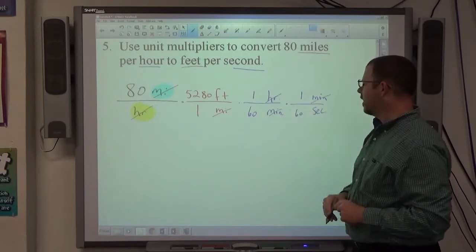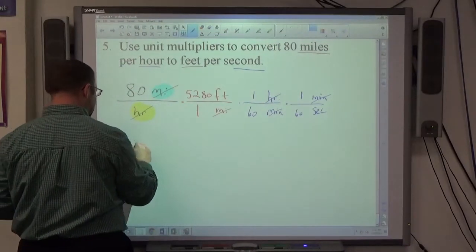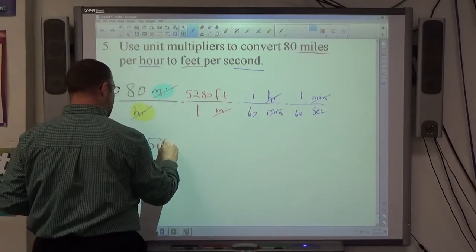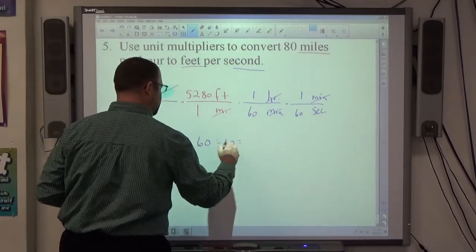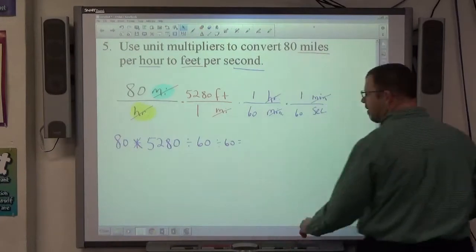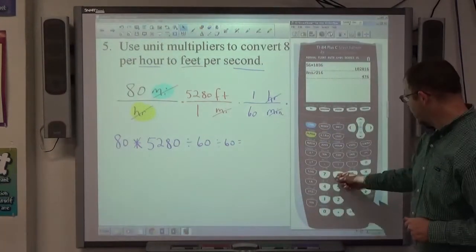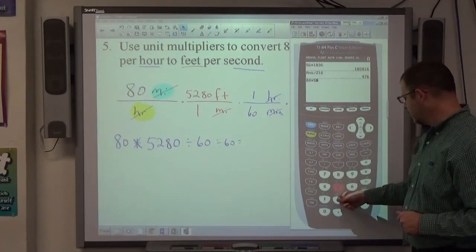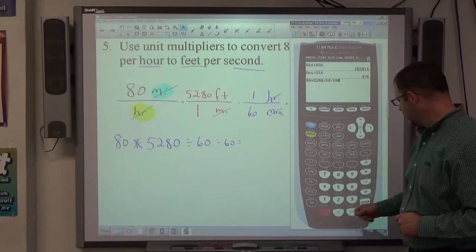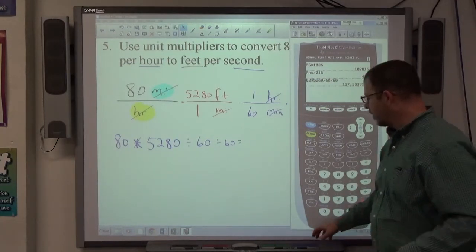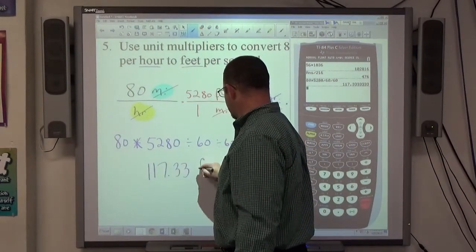Minute cancels minute, and we're left with all this, which leaves me 80 times 5,280 divided by 60 divided by 60 equals. That's what I'm going to take to my calculator. Every top number is a multiplication, every bottom number is a division when we enter in our calculator. So I do 80 times 5,280 divided by 60 divided by 60 equals. Comes out to 117.33 feet per second.